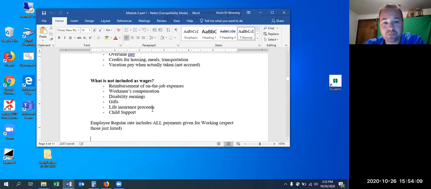What's not included as wages here: if you ever get hurt on the job, that's called workman's compensation. That's not included as normal wages. Other things in wages that definitely aren't included, that you can kind of tell, but just in case: child support. If somebody dies and you receive life insurance, that's not considered wages either. It's something else. It's not taxed. So all of these items here are not taxed to the person receiving them.